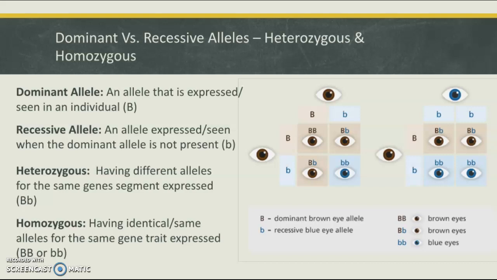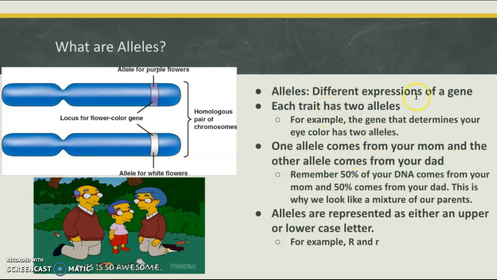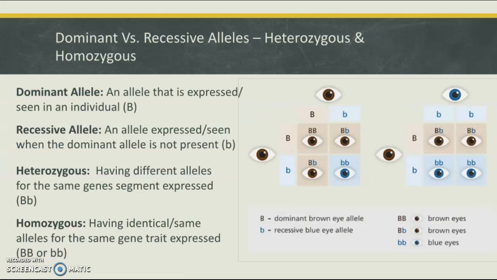As I said earlier, in a gene there are two alleles. I'm going to go back for a second. Each trait has two alleles. So the genes have two alleles, one from mom, one from dad. That's why there are two alleles. Dependent on how they're combined together will determine the type of relationship they have.